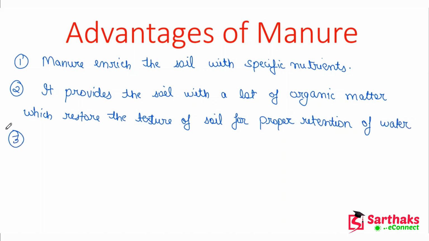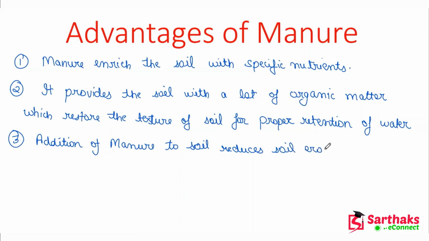Now the third point is addition of manure to soil reduces soil erosion. When manure is added to soil, it reduces soil erosion. Manure also enriches the soil with specific nutrients, so it will reduce the soil erosion.